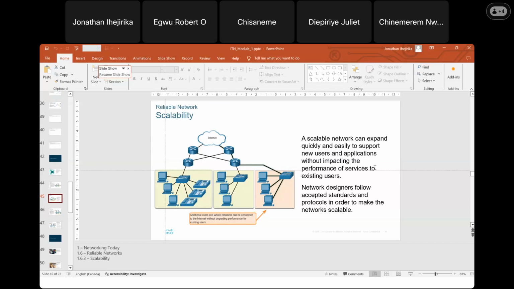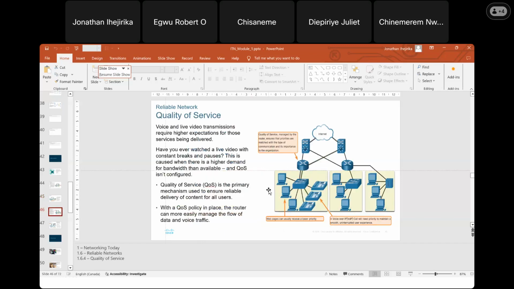Now, scalability. A scalable network can expand quickly and easily to support new users and applications without impacting the performance of service to existing users. That is when we're talking about how scalable the network is. Can it accommodate new users? If new users come in, what will happen? Will the network crash? Will there be distortion? Will there be low quality of service? Network designers follow accepted standards and protocols in order to make the network scalable. From this image, additional users and whole networks can be connected to the internet without degrading performance for existing users.